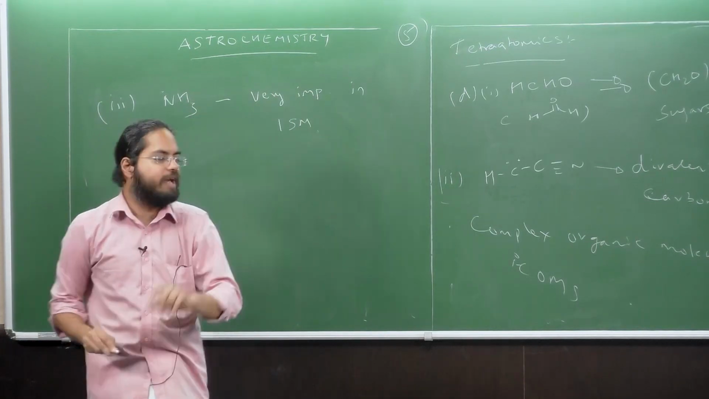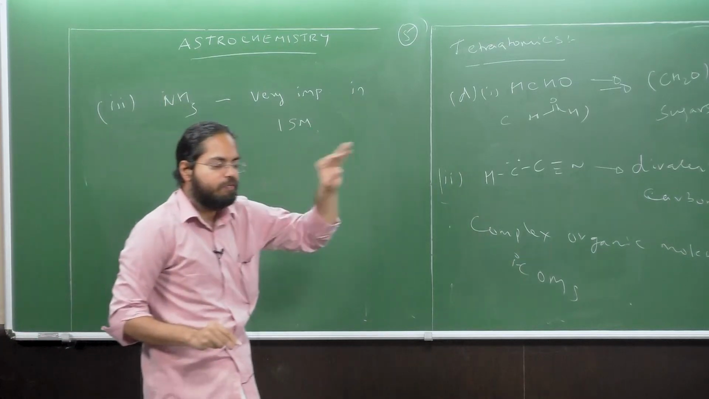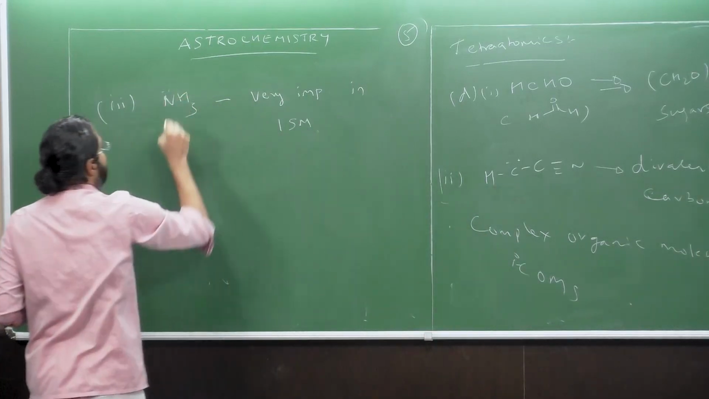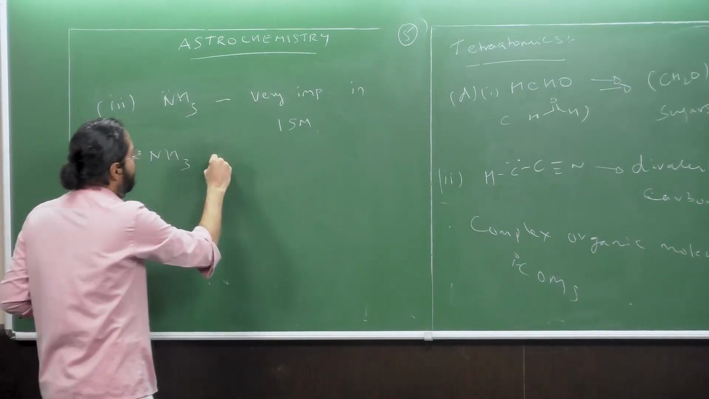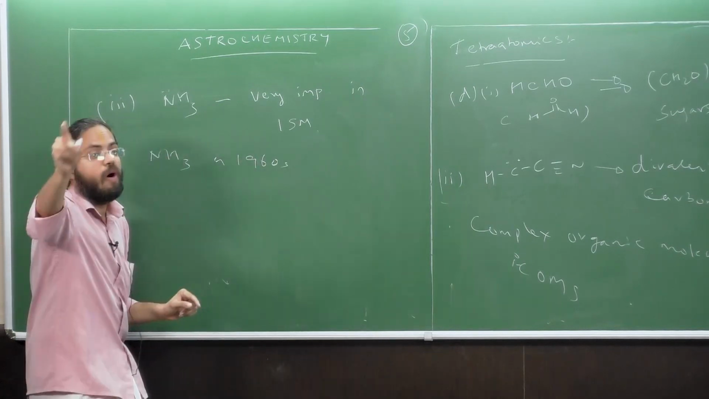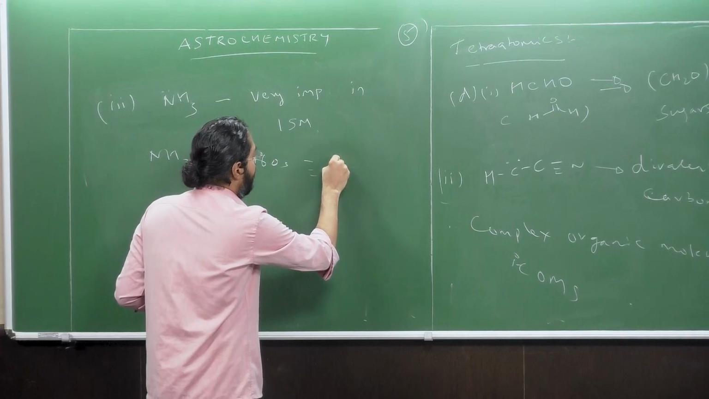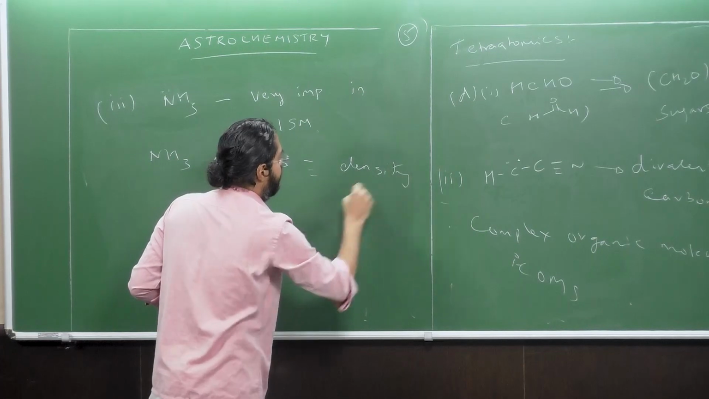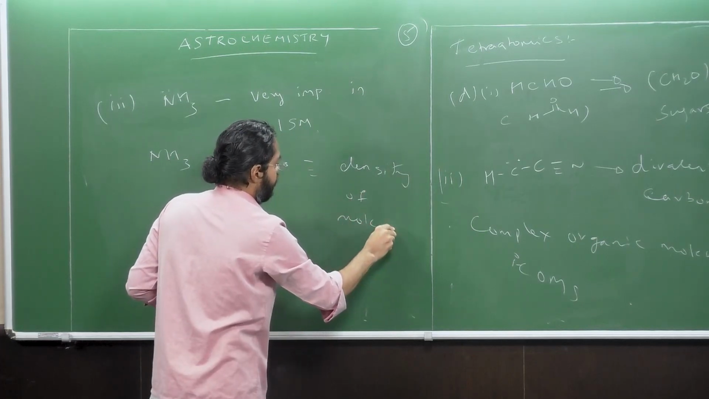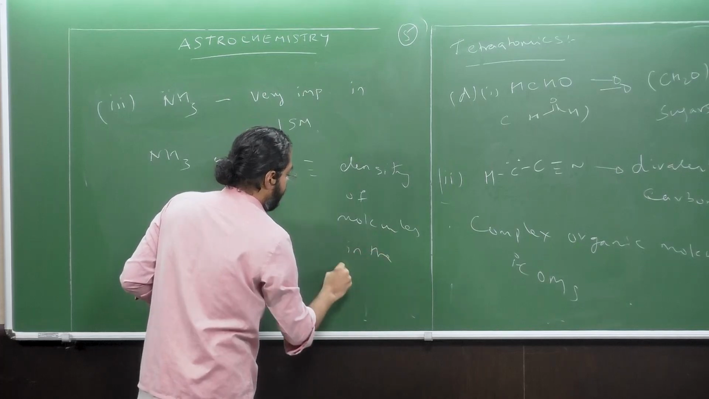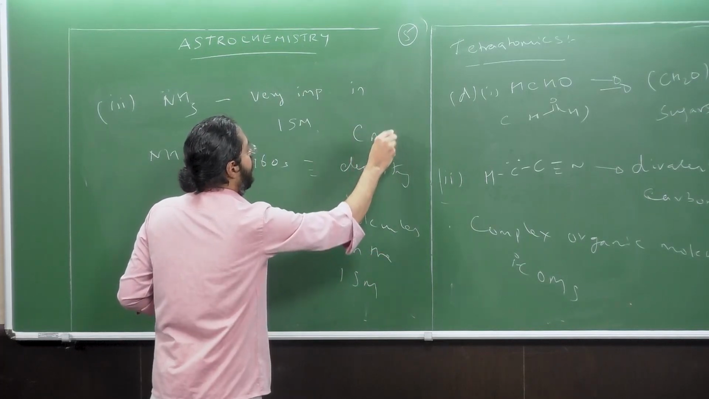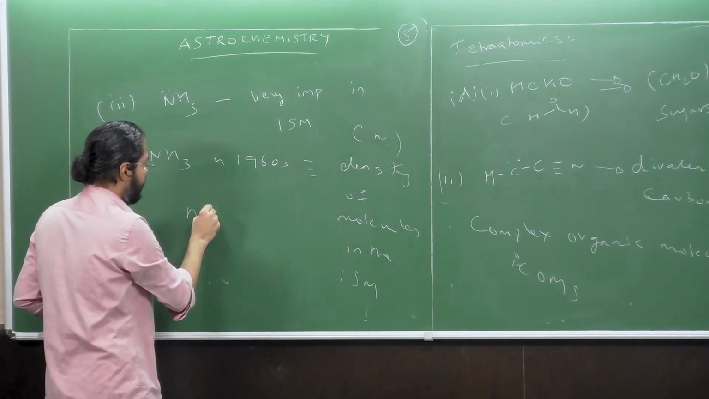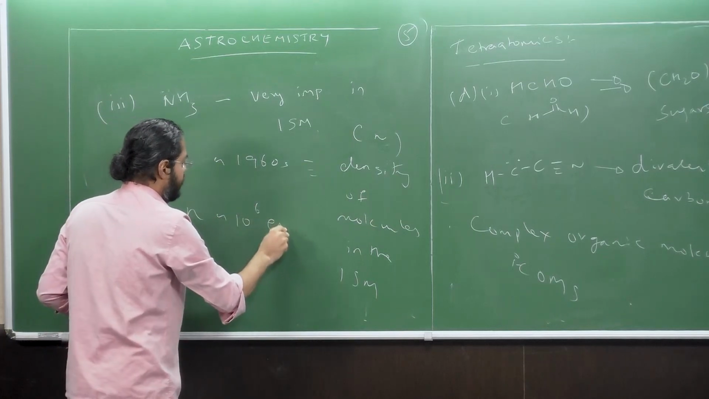Not just because it has a nitrogen and that can act as a base or a nucleophile in reacting further, but also because this molecule, NH3, approximately in the 1960s, informed us that the density of molecules in the ISM, that is the number density, can be as high as 10 to the power 6 even.